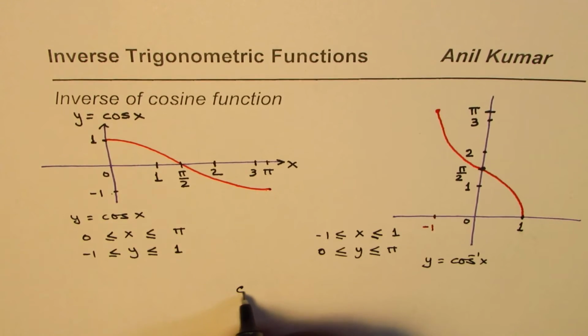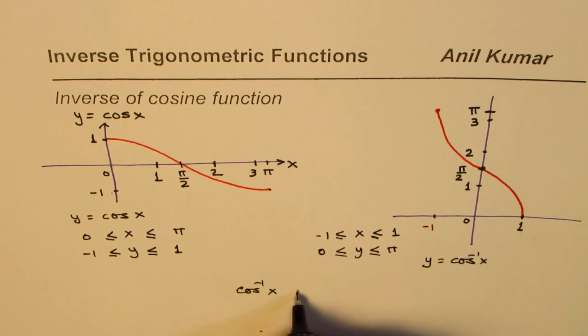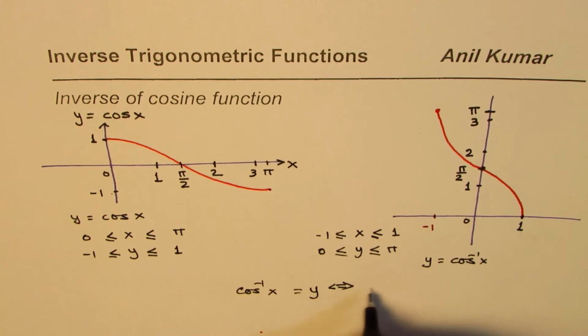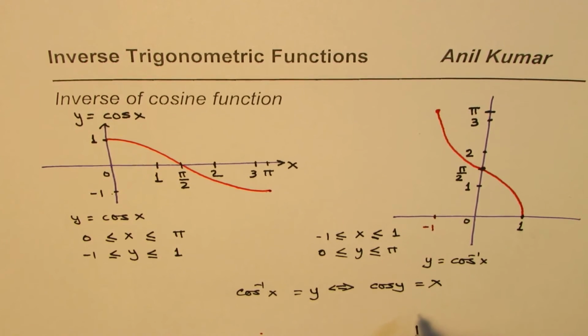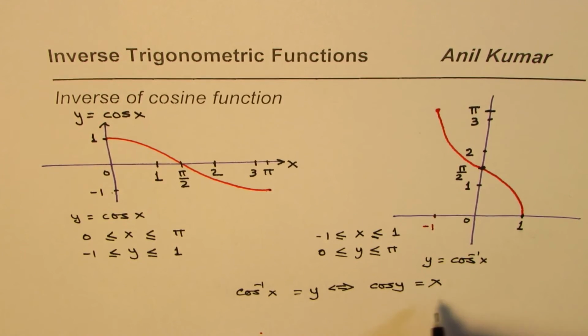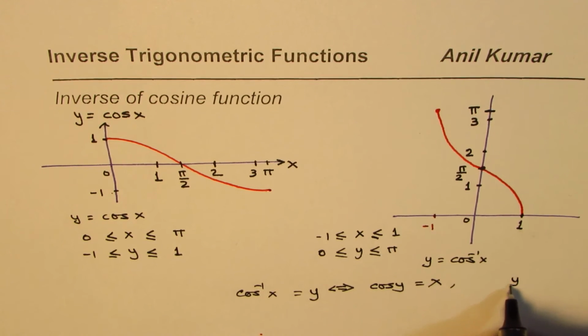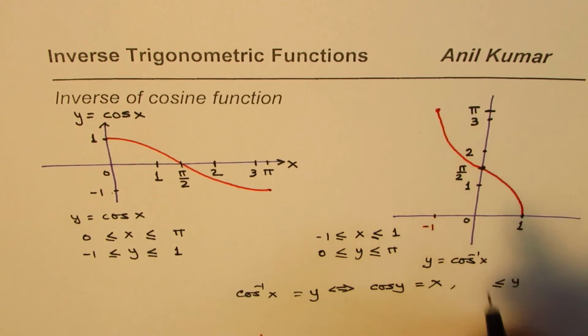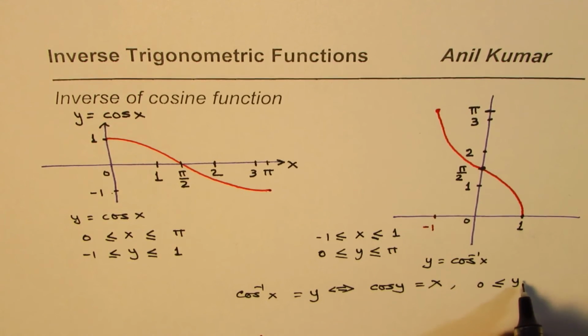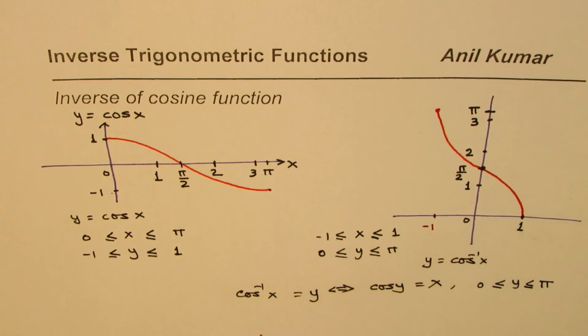So what you can see here is that cos inverse x equals y. We could also write this as cos y equals x, right? So that is how we can write, where y is between 0 to pi, right? Between 0 to pi. So that is how we can define cos inverse function.